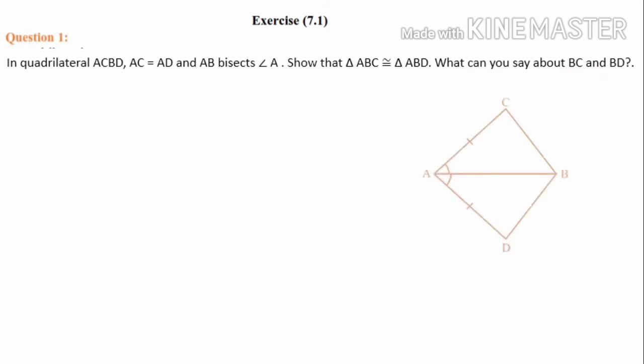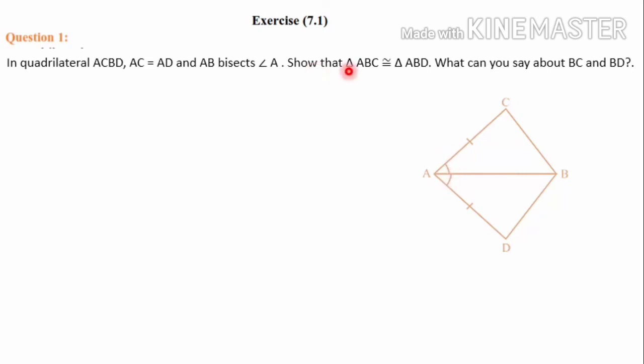Here, a quadrilateral ACBD is given to you. And AC is equal to AD is given. So when you look at the diagram, it is clear AC and AD are marked with a single cut here. So it means that AC and AD are equal. And AB bisects angle A. Bisects in the sense equally dividing. The line segment AB is equally dividing this angle A. Here it is marked with single arcs. Both the portions are marked with the single arc. It means that these two portions or these two angles are equal.